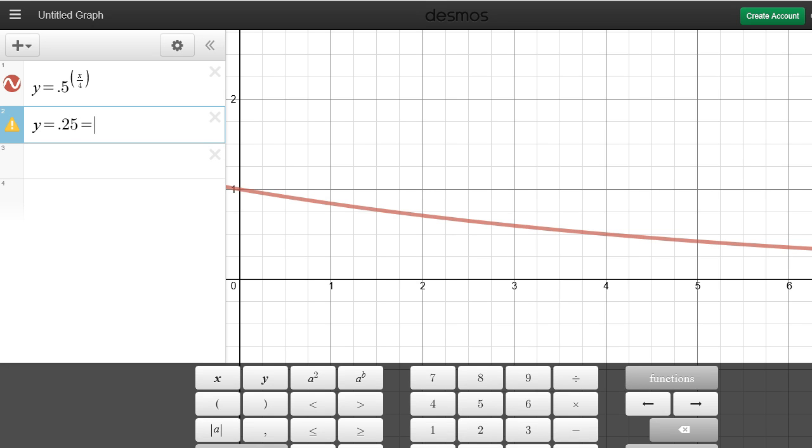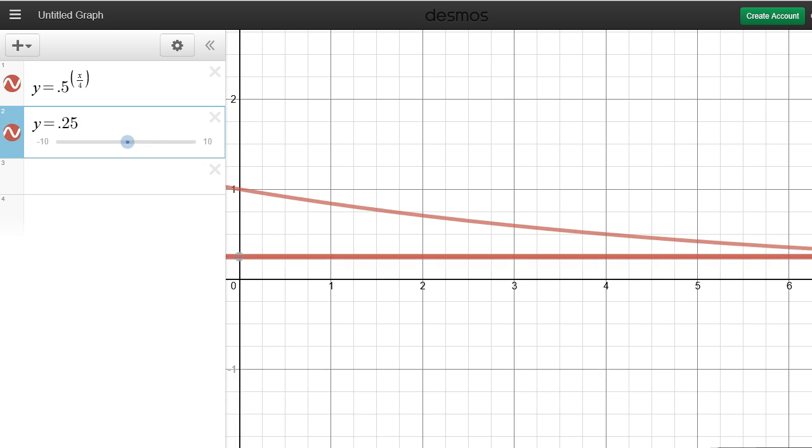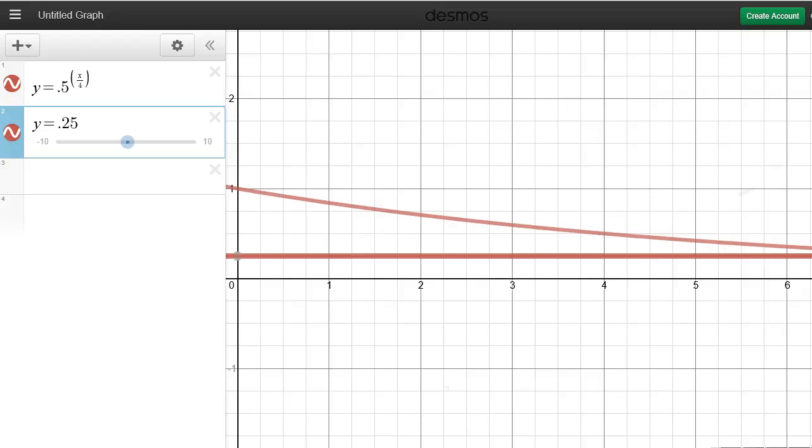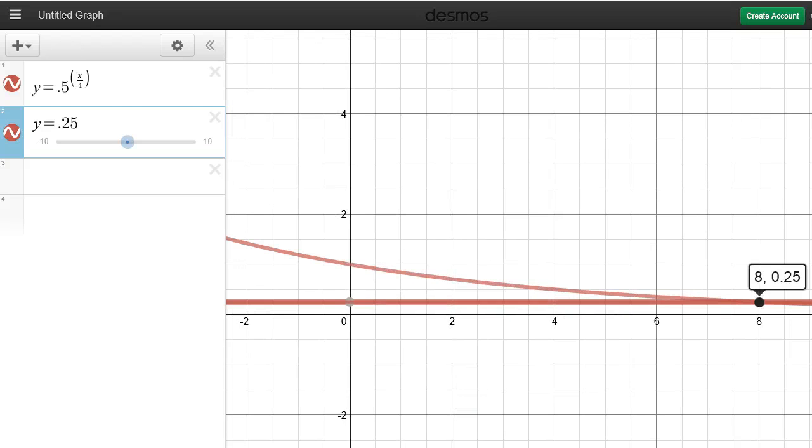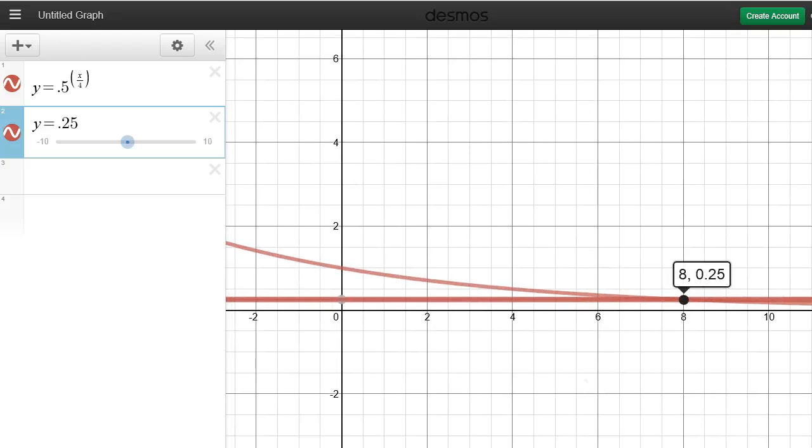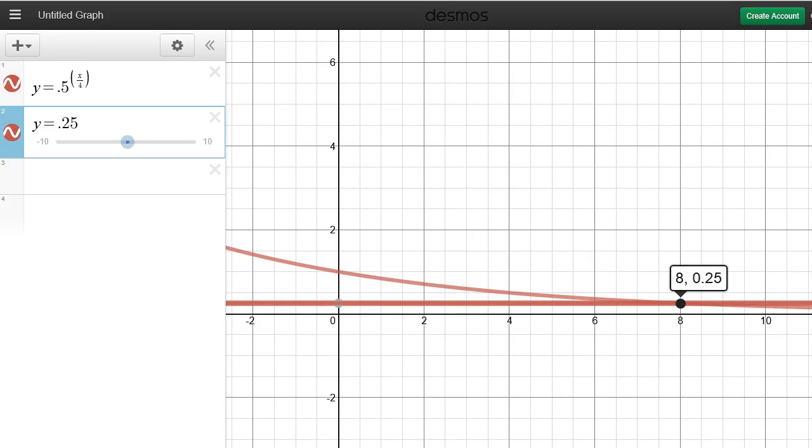There we go. We should light it up. Okay, so where do they intersect? They intersect at 8, so that would be after 8 days.